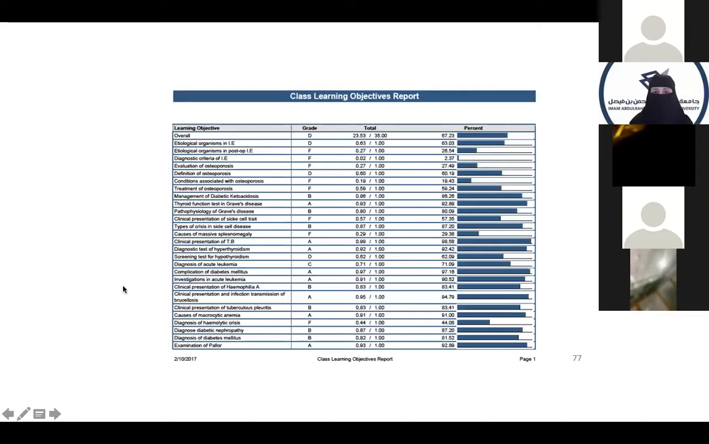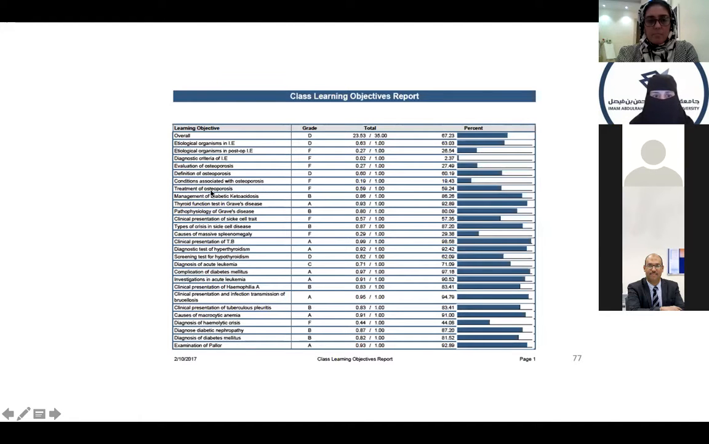Then we talked about the learning outcome achievement measurement, because that was an important part of the course report. We had to teach them that this is a whole cohort of students showing each learning outcome, so in one glance, you can tell that these students did not know about conditions associated with osteoporosis or about treatment of osteoporosis. So the whole cohort failed these two outcomes, but they excelled, for example, in clinical presentation of TB. They were very good in TB, in diabetes mellitus, and in acute leukemia. This is an essential part of every course coordinator's work when they write their course report, to know the learning outcome achievement, because now this tells them what they want to do for the next time.